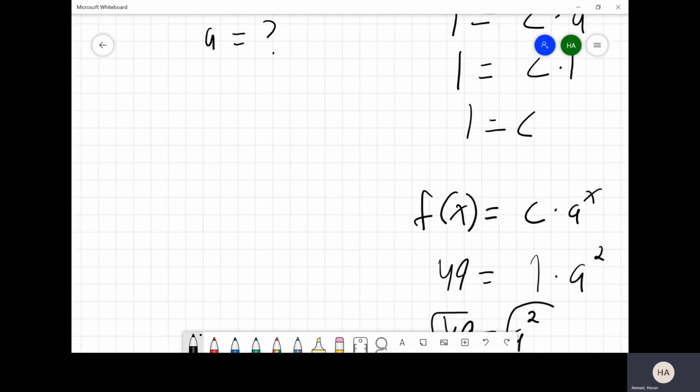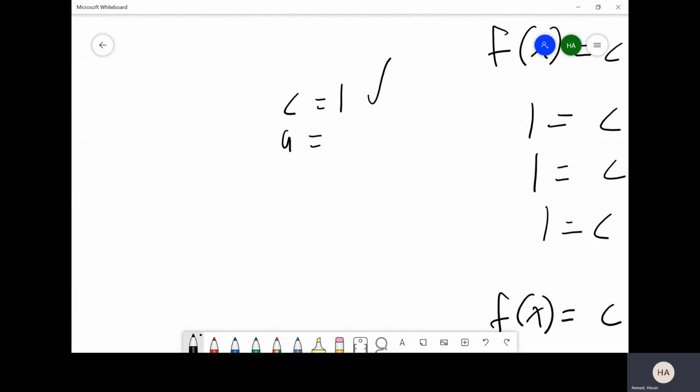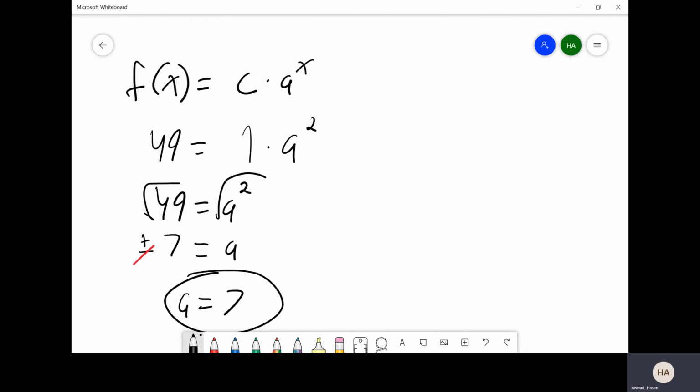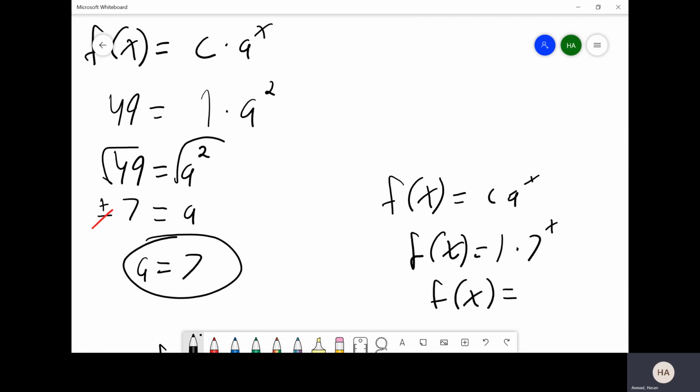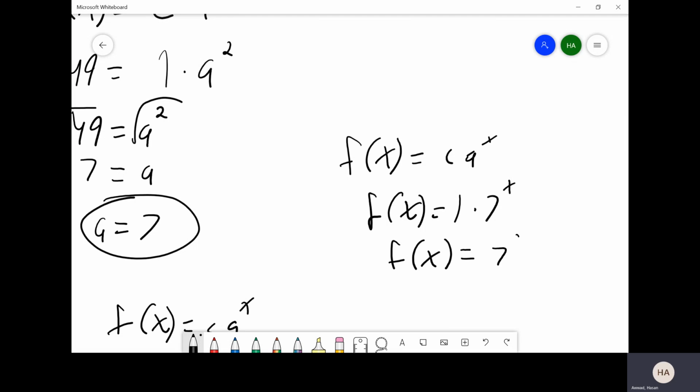So hooray, we have now figured out c is equal to 1, a is equal to 7. So if that's the case, we can finally write our function as f of x is equal to c times a to the x, but we know c and we know a, so f of x is equal to 1 times 7 to the x, which just simplifies to f of x is equal to 7 to the x. And we're done. This is your final answer. So you have now figured out your function based off of the two pieces of information that they gave you.